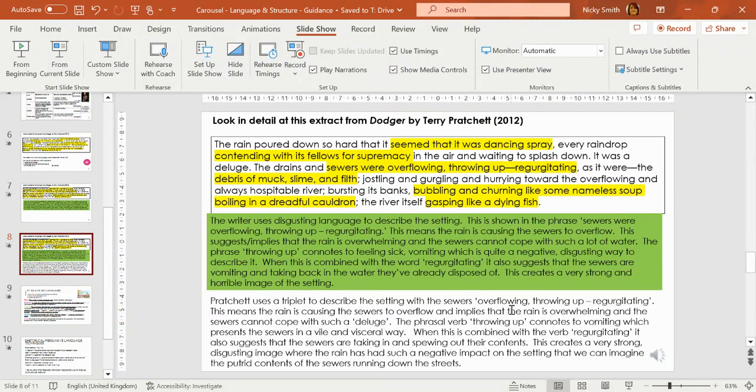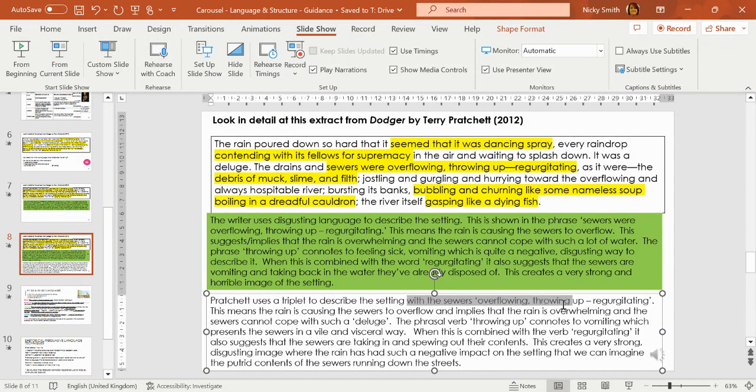What I've also done here is what's called embedded the quote. So instead of saying, we can see this where, or this is shown in the quote, I actually include it within the sentence. So Pratchett uses a triplet to describe the setting with the sewers overflowing, throwing up, regurgitating. And again, this is rewarded in the mark scheme. They feel as if it's more of an essay response.